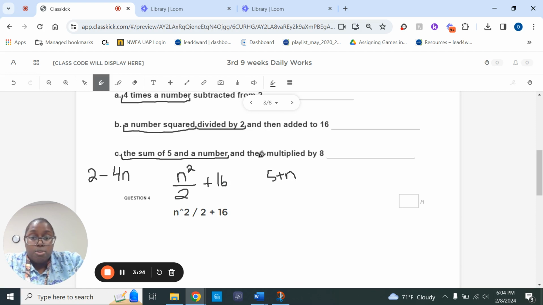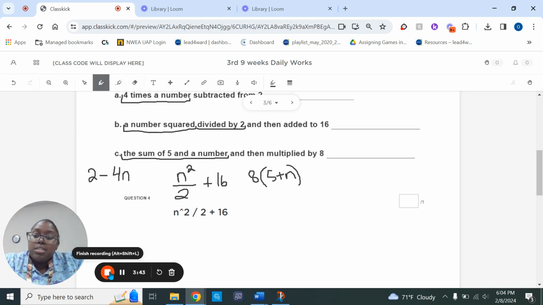And then, so I'm going to put parentheses around this. So after I do this, then multiply it by 8. I'm going to multiply this by 8. So I'm going to put the 8 in the front. Even though it comes last, you're going to most likely see it set up this way. And that's number 3. On to number 4.